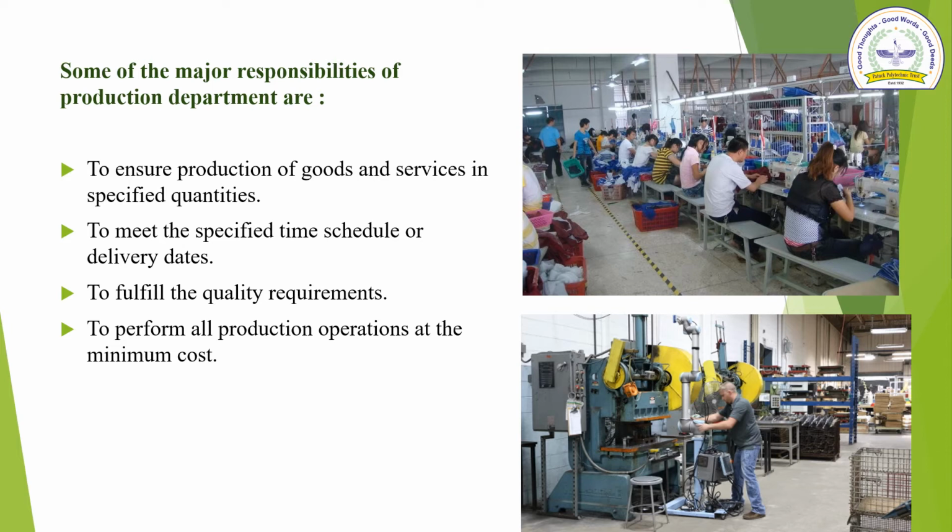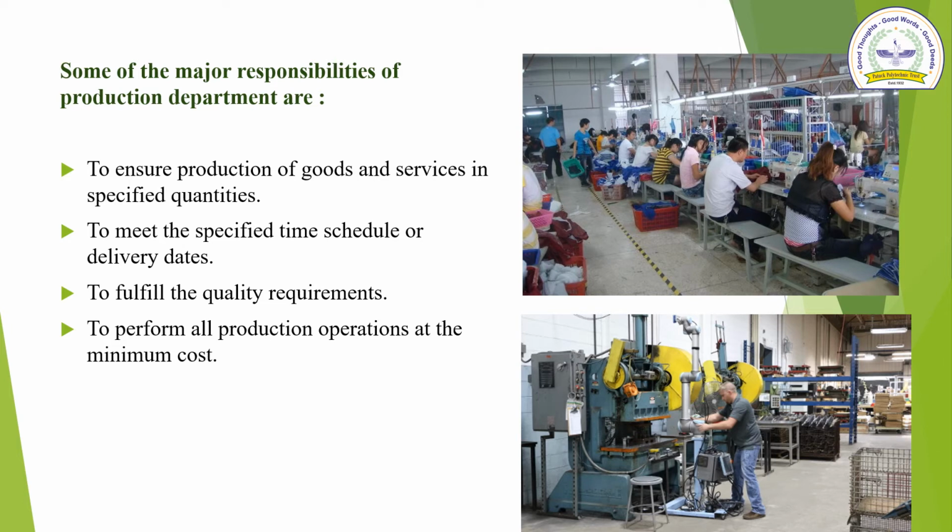The next thing the production department has to keep a check on is to fulfill the quality requirements. The production department has to see to it that the products which are manufactured in the factory are of the best quality. There should be no rejections. The quality of the product should be the best.